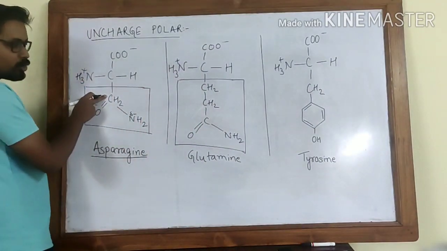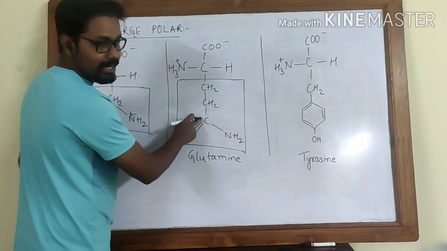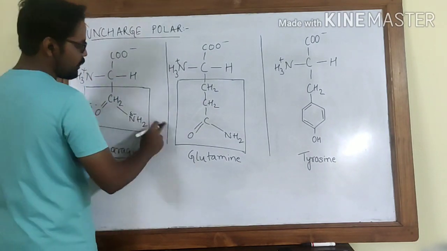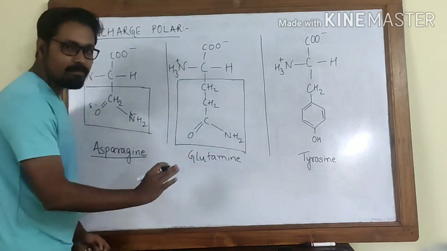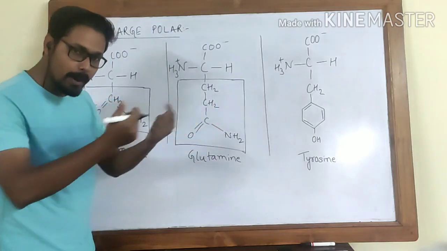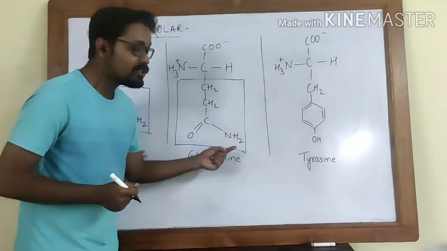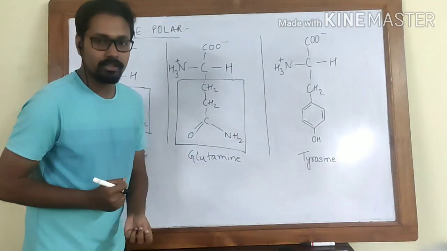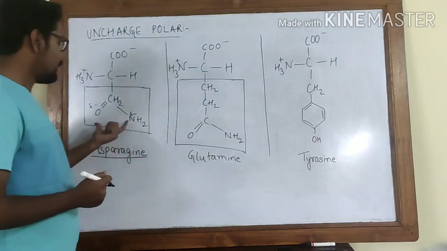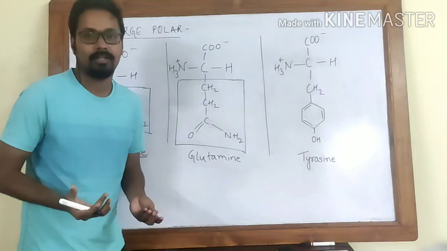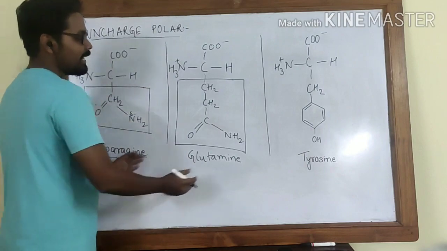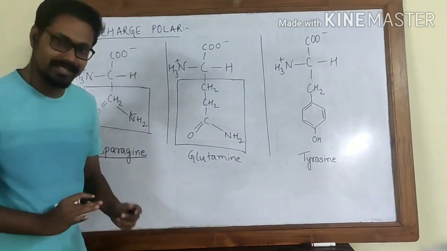Here we have only 1 carbon. Here we have 1, 2, 3 carbon. And on the third carbon we are going to have double bond O and NH2. Same case, oxygen is more electronegative, pulls more electrons towards it. Nitrogen is more electronegative, pulls more electrons. As a result, these will turn out to be polar. So that's why asparagine and glutamine are polar amino acids.